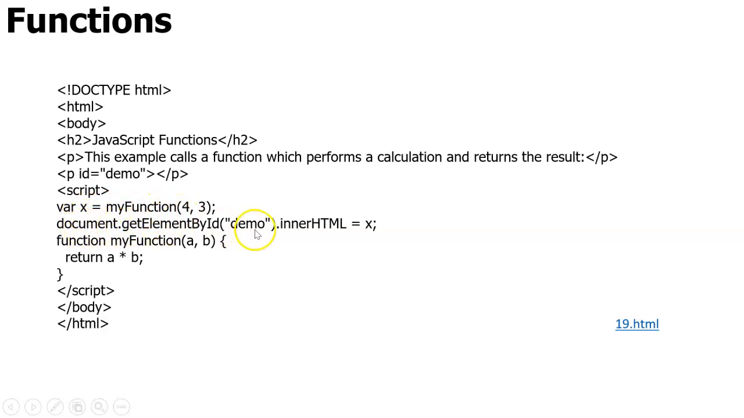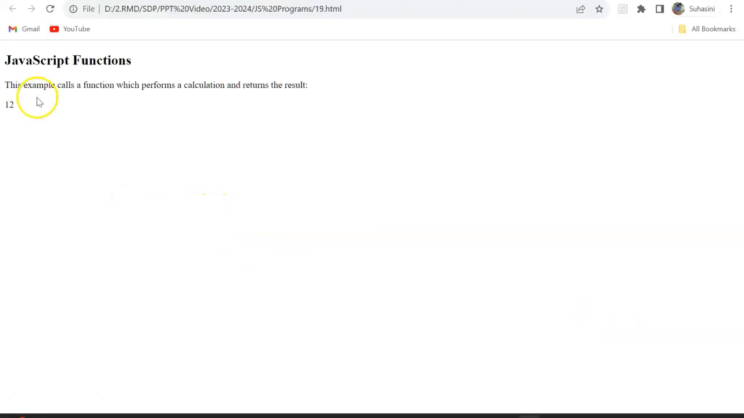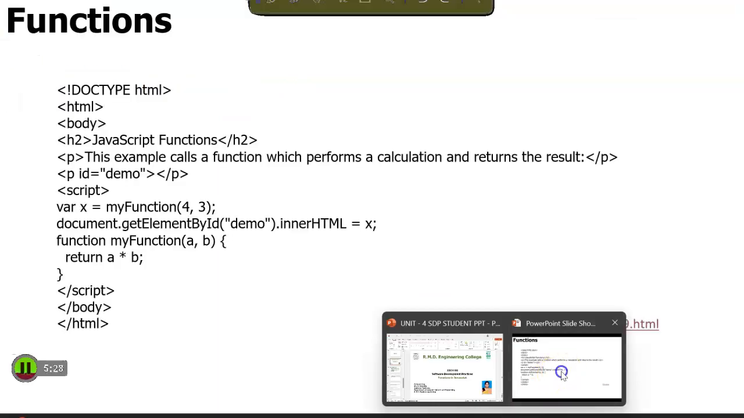Next statement is document.getElementById, the print statement. Now x is going to be printed. What is the x value here? 12. So 12 will be printed. Yes, the value 12 is printed here. So this is how your function will work.